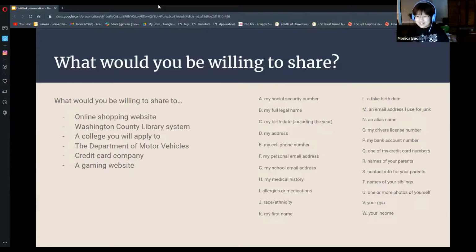So just list on the side. There's social security number, full legal name, birthday, address, what you'd be willing to share to these. So at least for the first one, let's go online shopping website.